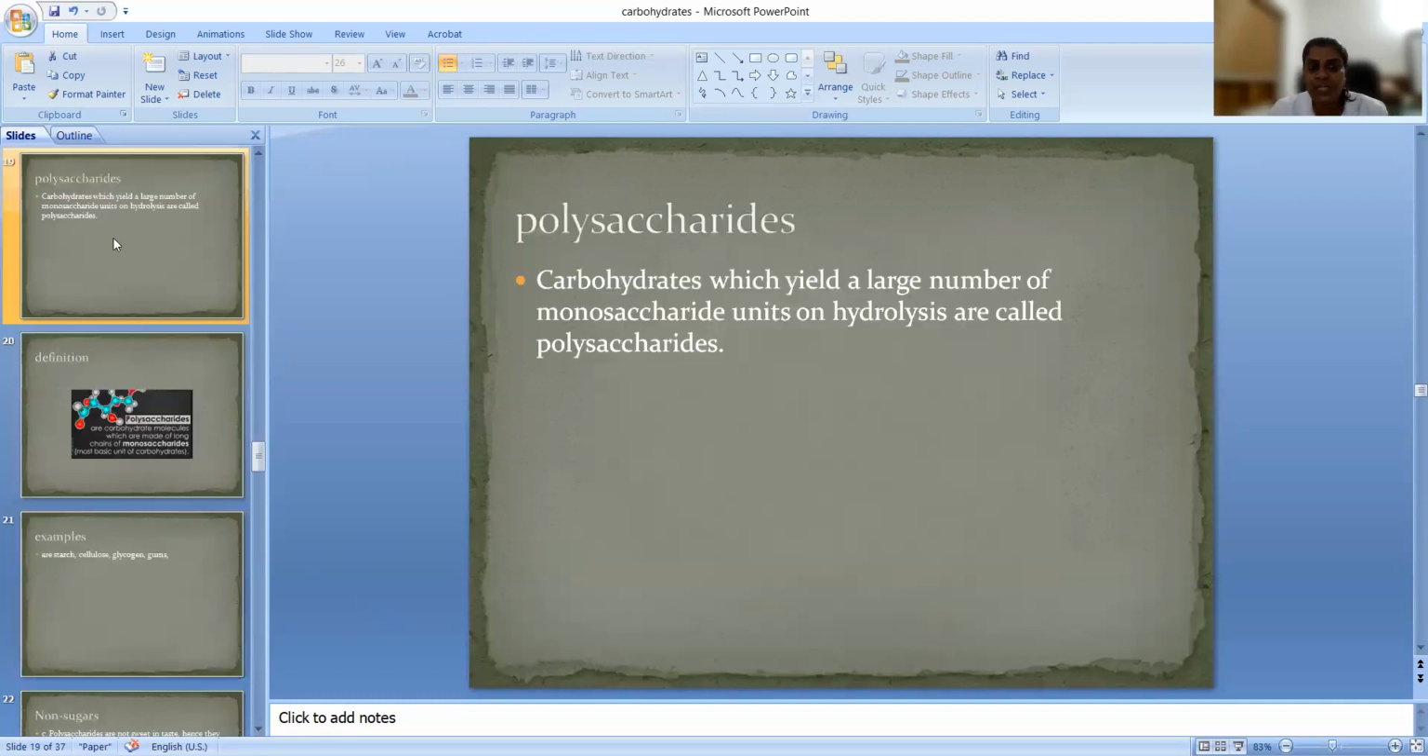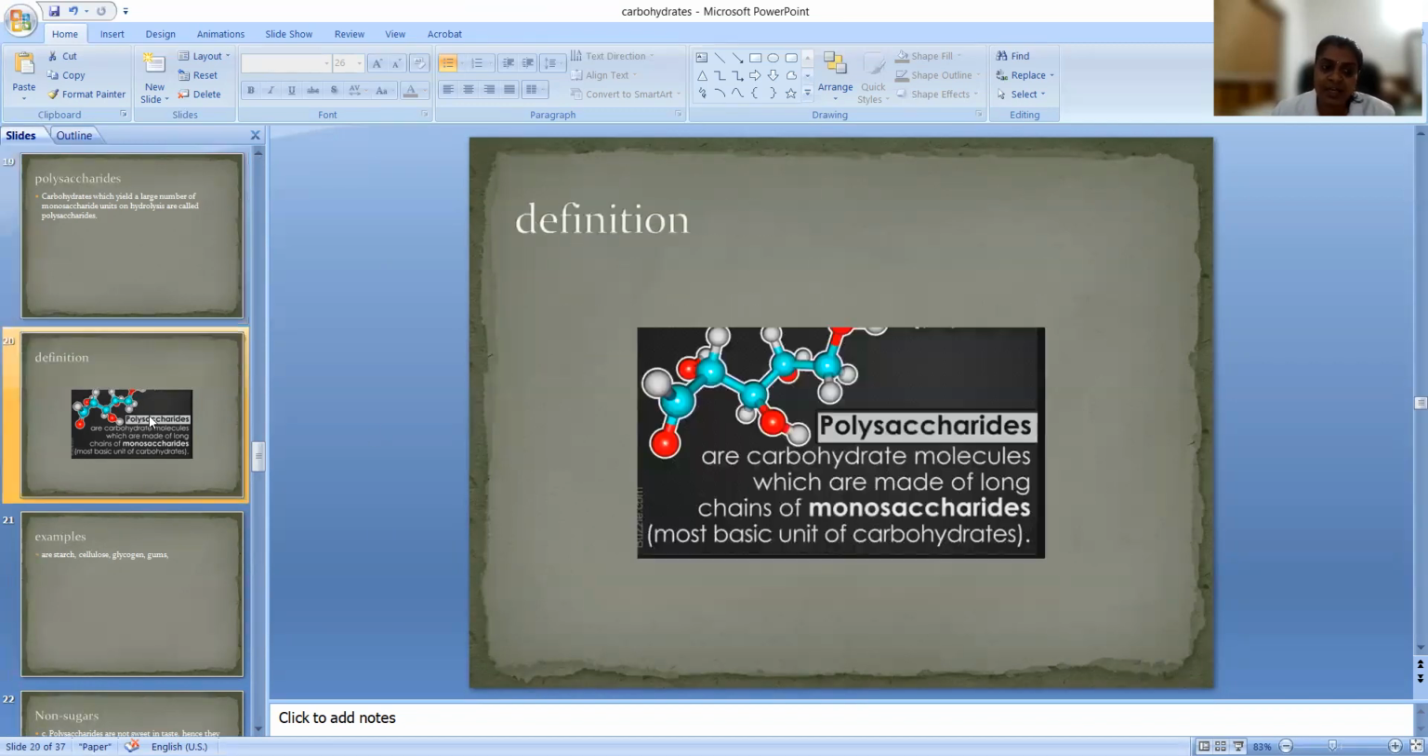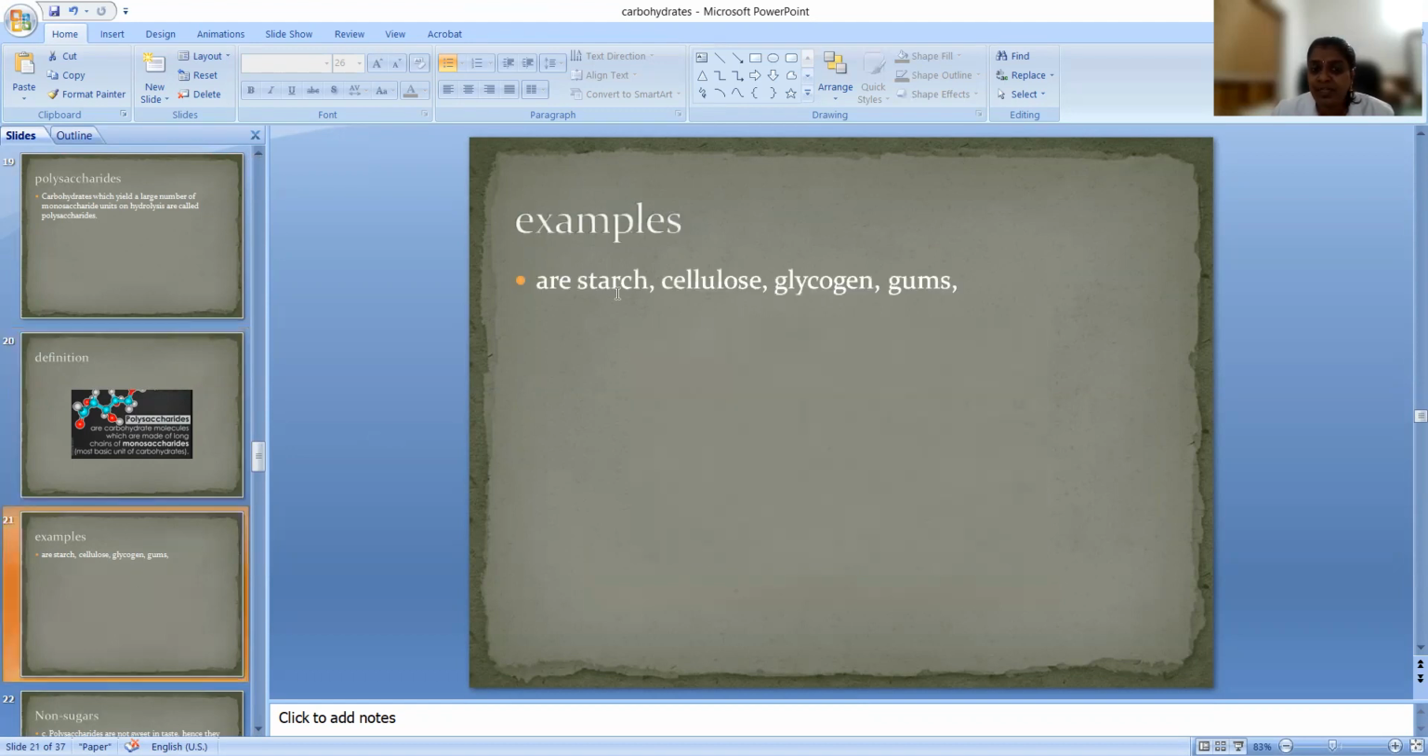Now, what is polysaccharide? Carbohydrates which yield a large number of monosaccharides, meaning 10 or more sugar units on hydrolysis, are called polysaccharides. Polysaccharides are carbohydrate molecules made up of long chains of monosaccharides. A lot of monosaccharides will be there. Examples are starch and cellulose. Starch is present in our body; we know that food is stored in the form of starch, and cellulose is present in plants. Glycogen and gums are also examples.